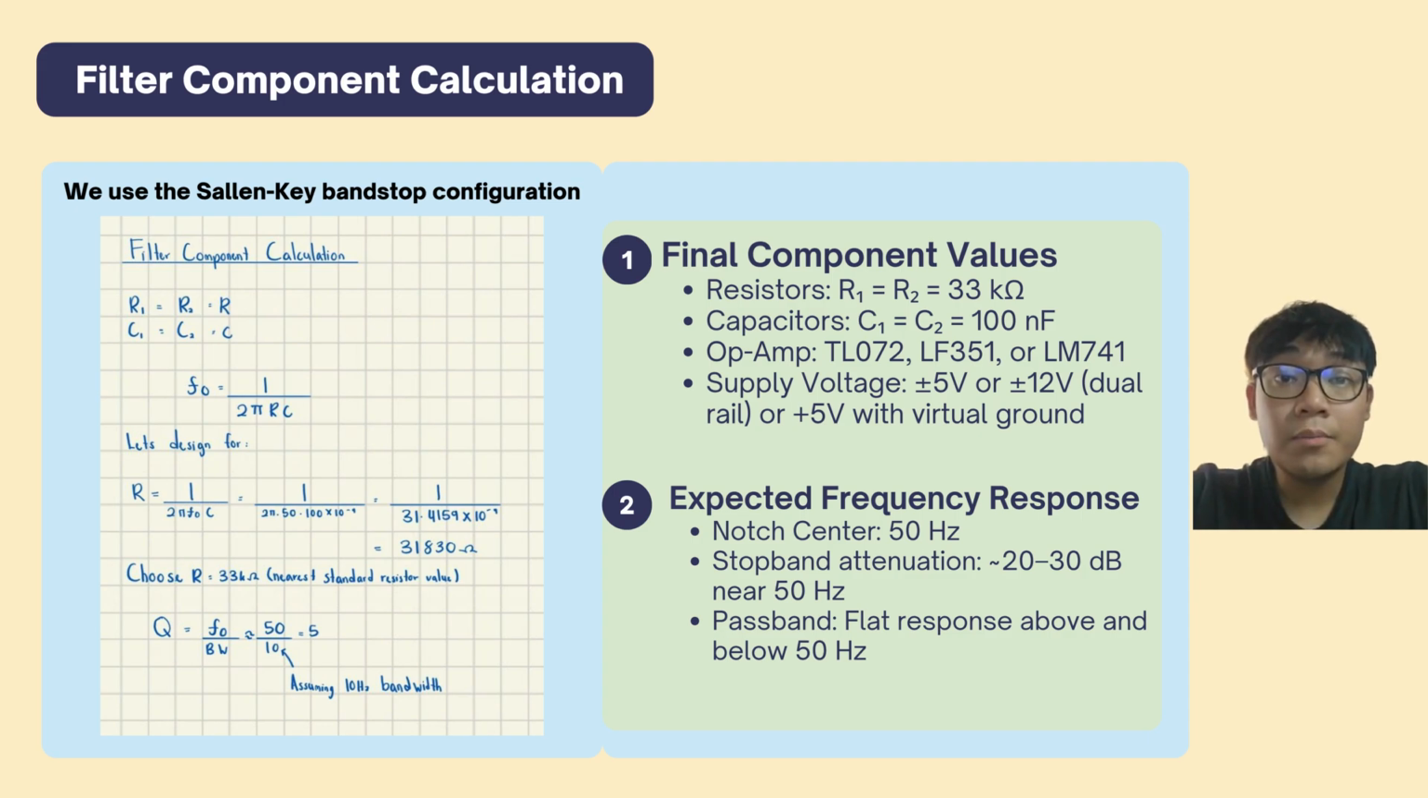To calculate the component values, we use the formula F0 equals 1 over 2 pi RC, with F0 equal to 50 Hz and C equal to 100 nanofarad. We calculated R to be around 31.8 kilo ohms. We choose the nearest standard value of 33 kilo ohms for the resistor. So the final design uses a resistor of 33 kilo ohm, a capacitor of 100 nanofarads, and the operational amplifier is TL072 or LM741. This configuration effectively removes 50 Hz interference while keeping the ECG signal clear.